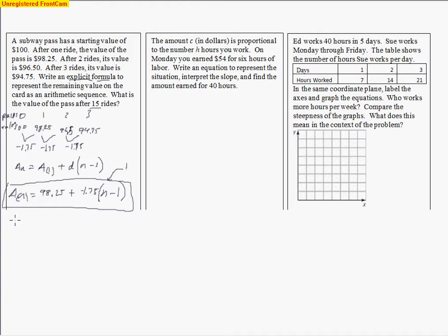Well, we're just going to take 15 and substitute. So we still use our original number there, 98.25, plus negative 1.75 multiplied by 15 minus 1. So this gives us 14, and we need to multiply that by negative 1.75. And then we take that value, which will be negative, and subtract it from the original, or after the first iteration. So let's see what we end up coming up with there.